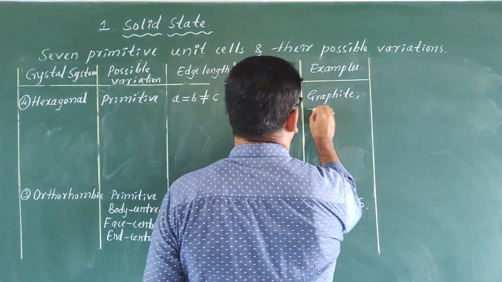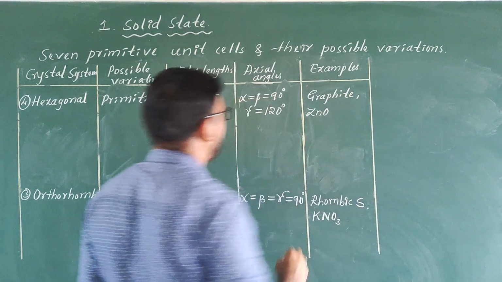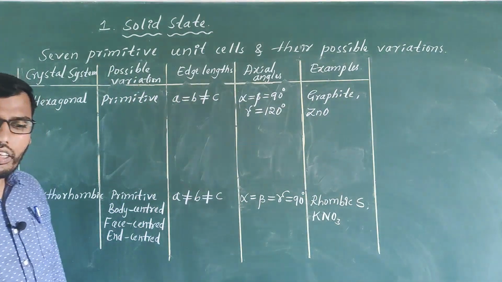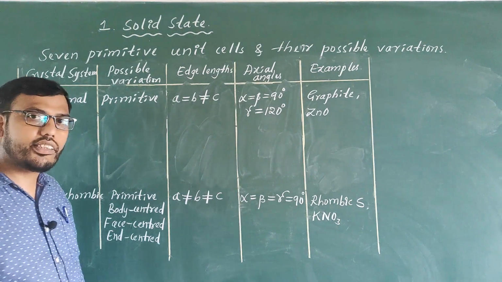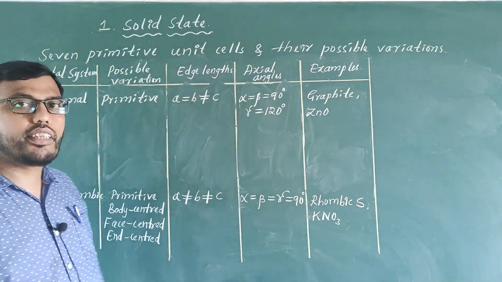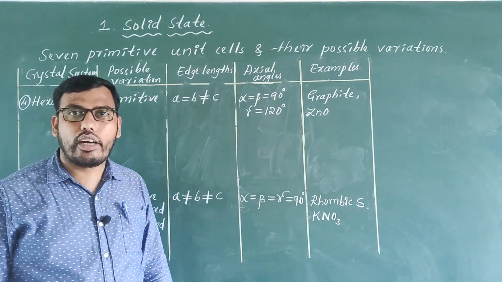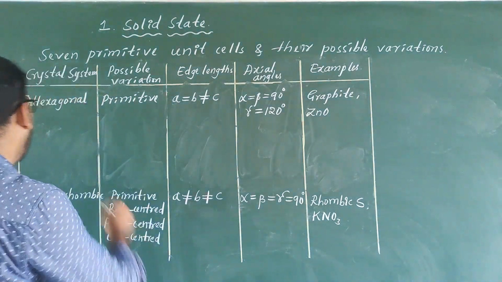zinc oxide, etc. Next, coming to another crystal system, rhombohedral, also known as trigonal. Rhombohedral or trigonal.